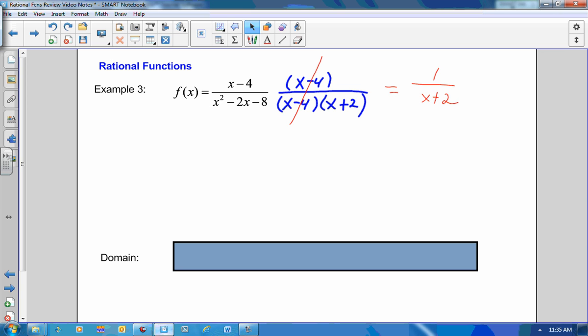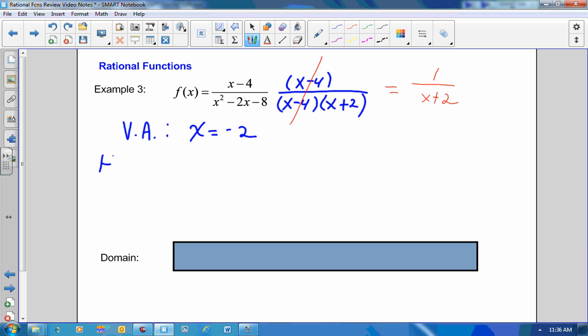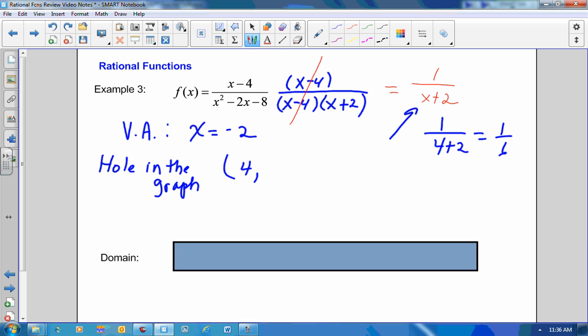So let me go back. What we have so far is a vertical asymptote with equation x equals -2, and a hole in the graph with coordinates 4, which was my removable discontinuity. To find out the y value, I'm going to plug 4 into the simplified expression, and I get 1 over 4 plus 2 equals 1/6. So I have a hole in the graph at 1/6.